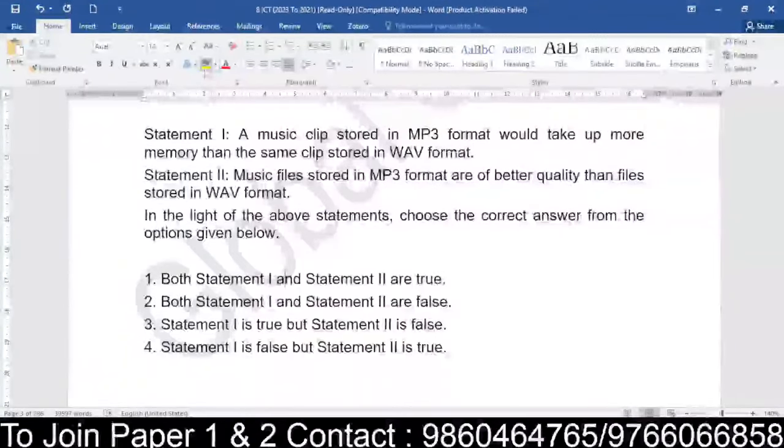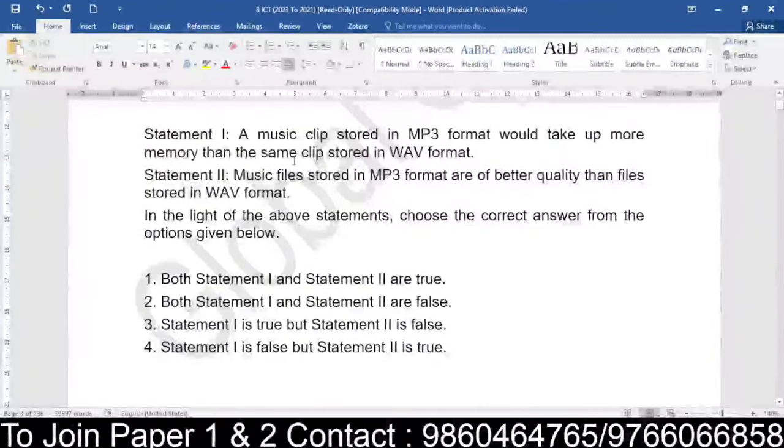And make sure that you are covering a lot of the topics here. Okay, so let's see what the next question is about. The next question is talking with respect to a music file, which is stored in MP3 format, and would take up more memory than a small clip stored in WAV format, right?